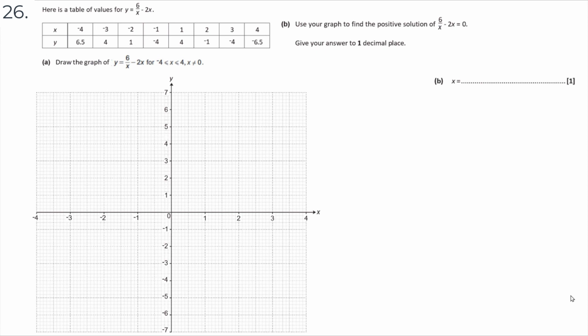Here is a table of values for y equals 6 over x minus 2x. Okay, so they've already found all the values for us. That's nice of them, isn't it? So we just need to plot these points.